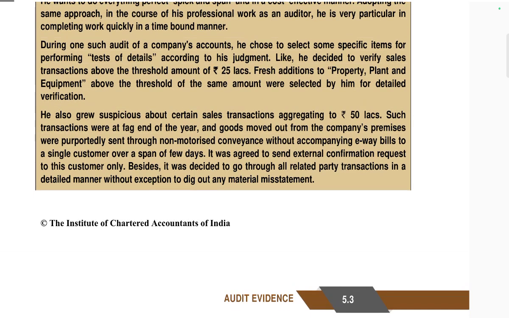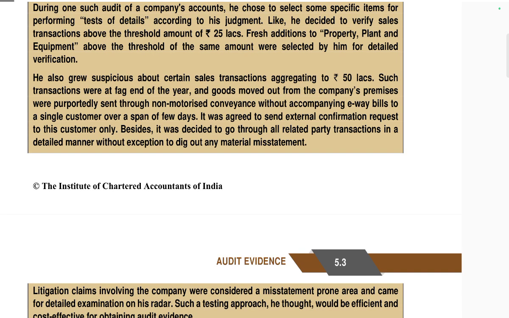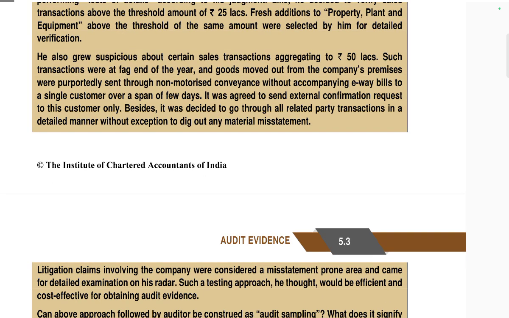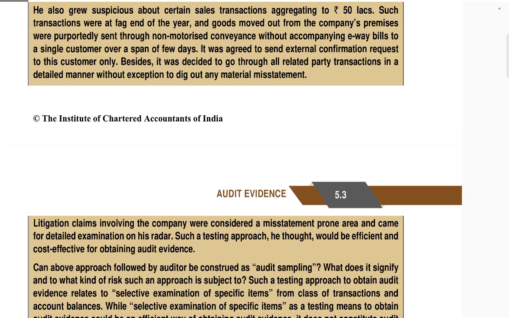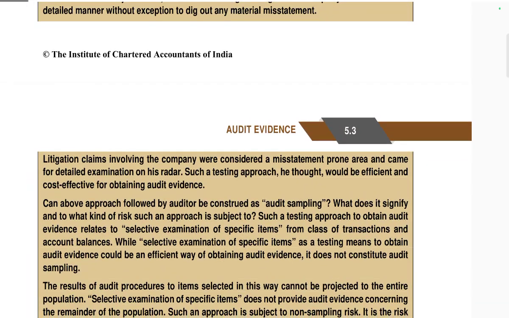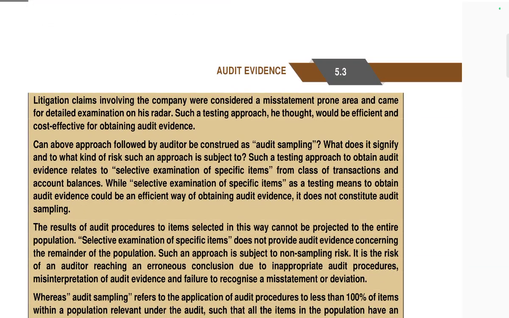He also grew suspicious about sales transactions exceeding 50 lakhs. Such transactions were at the fag end of the year, and goods moved out of the company's premises, purposely sent through non-monetized conveyance without accompanying e-way bills, to a single customer within the span of a few days. He doesn't agree to send an external confirmation request to the customer. Besides, he decided to go through the related party transactions in a detailed manner, without expecting any impact on the material statements.